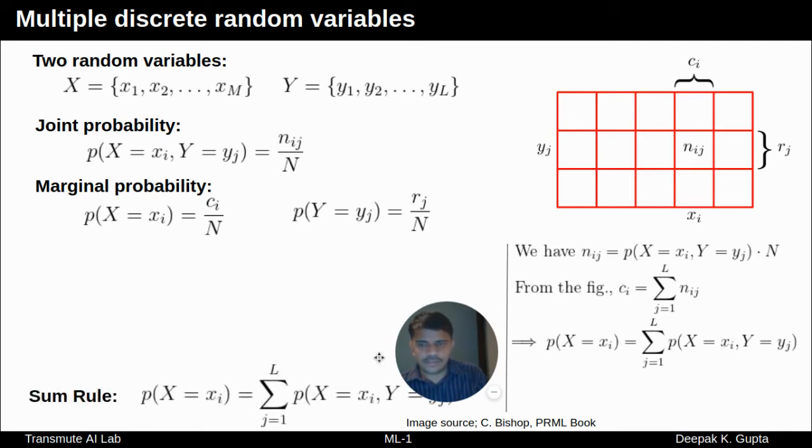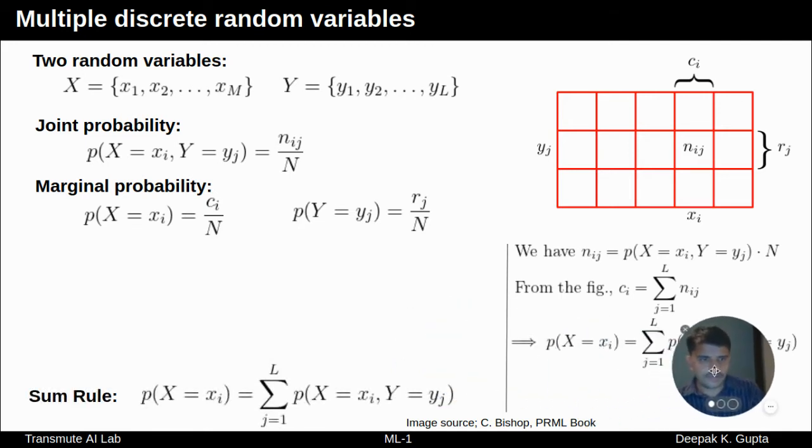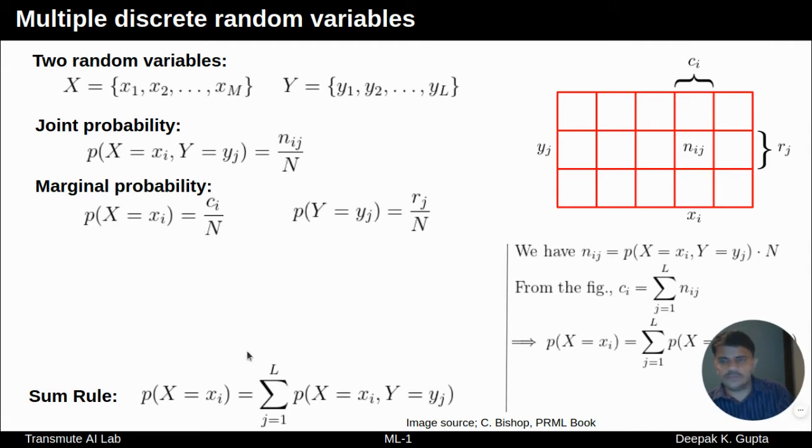This equation is actually referred to as the sum rule. So what the sum rule defines is that the probability of x equal to xi can be written as a summation across the probability of y equal to yj for all values of y. So we sum across the entire thing. That is the sum rule.